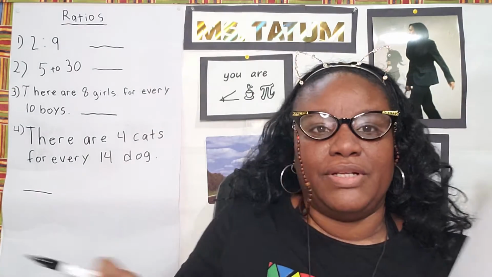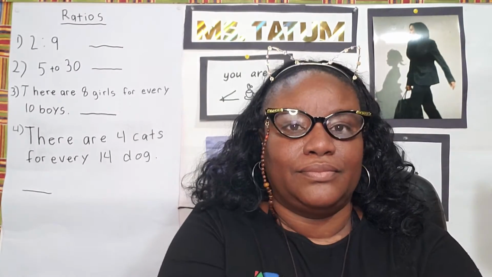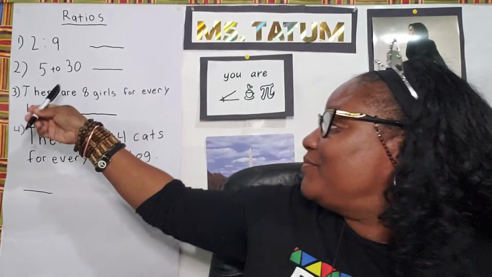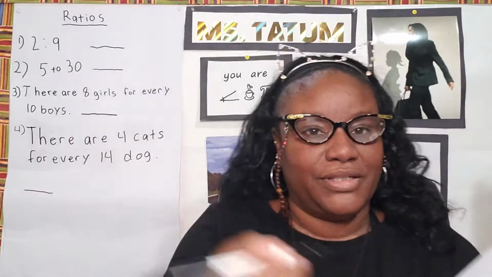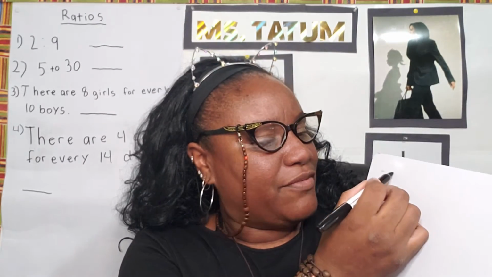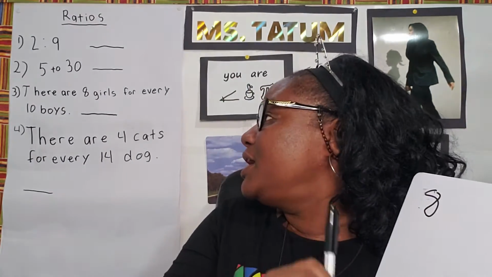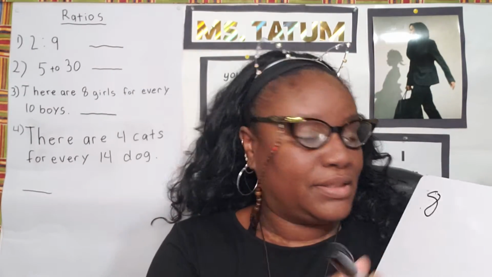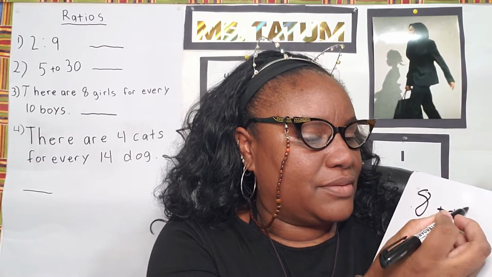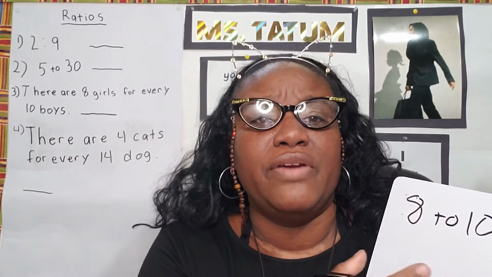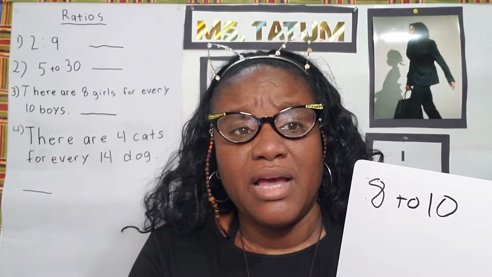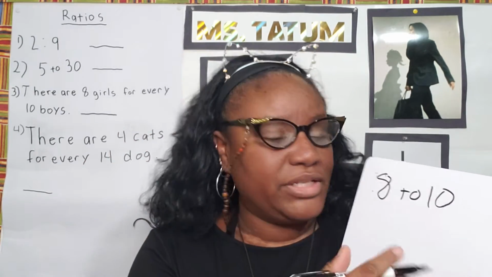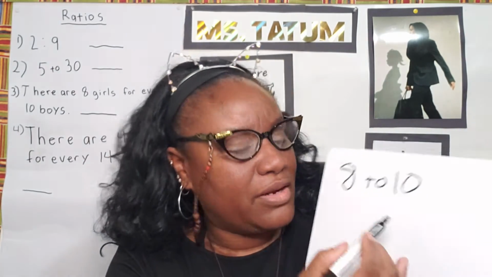Okay, let's try another one. This one I'm not going to write down. I wrote it up here. It's a little wordy. Let me write my information down. There are 8 girls for every 10 boys. So I know that's 8 girls for every 10 boys, but that's actually not the answer I asked for. I said I wanted it in fraction form. It's easier to rewrite it like this. So how would I rewrite that in fraction form?